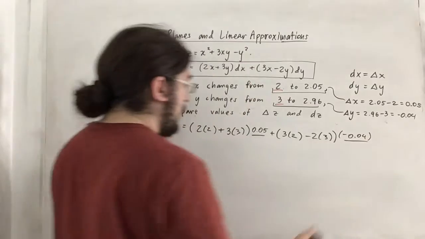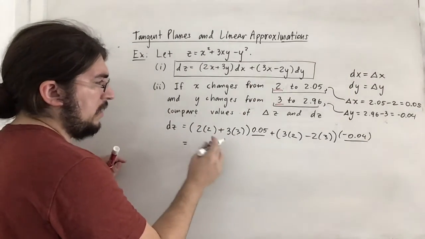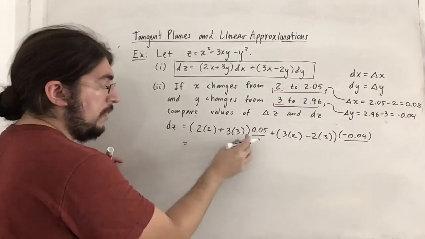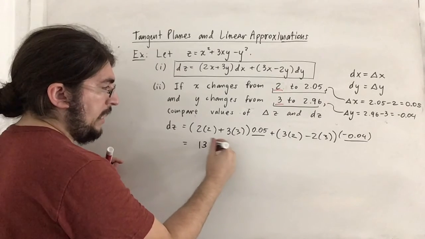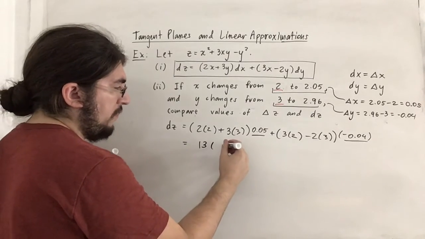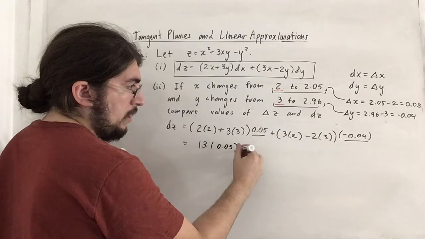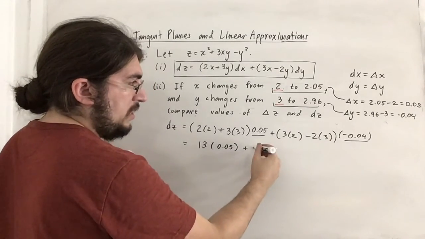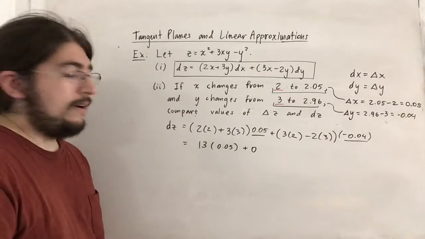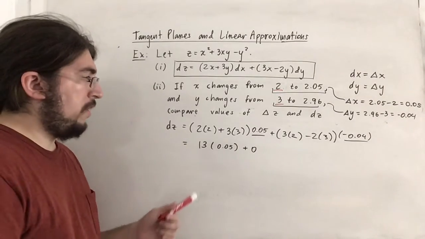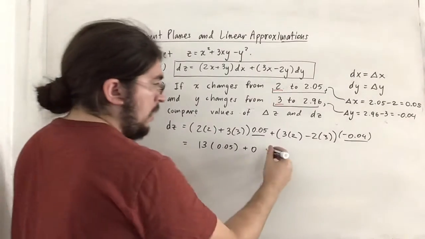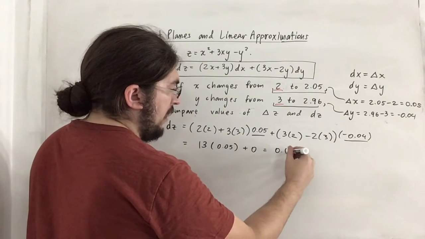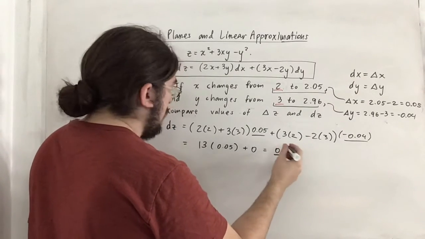So it's a little bit of calculation, but I think we can do this. Let's take a look. So it's 4 plus 9, so it's going to be 13, times 0.05. And then this is 6 minus 6. Oh, that's 0. Look at that. So we got lucky there. Now I know half of 13 is 6.5, so a tenth of that will actually be 0.65. So there we go. That's our dz value.